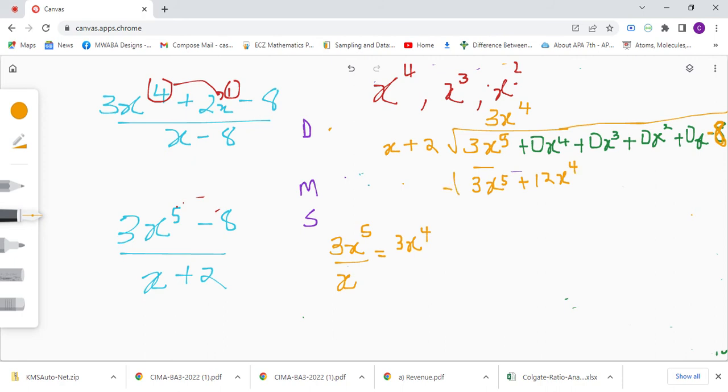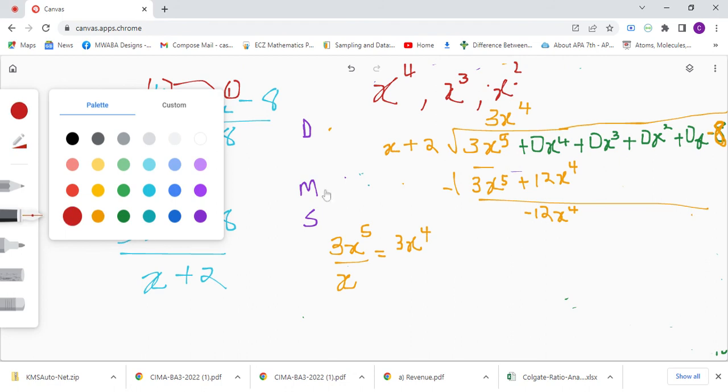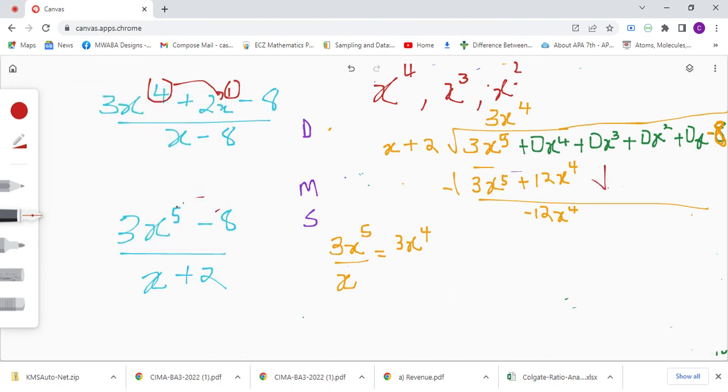Our final step, we subtract. 3x to the power 5 minus 3x to the power 5, 0. 0x to the power 4 minus 12x to the power 4, we get negative 12x to the power 4. So we have subtracted. We can bring down this 0x cubed.